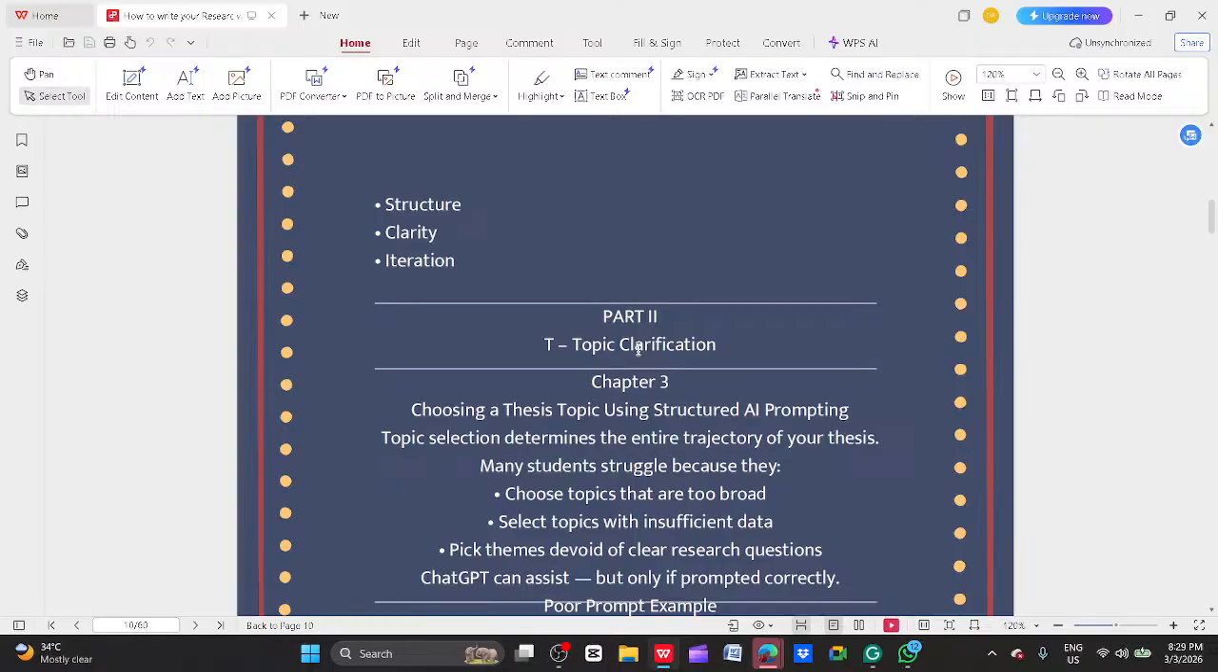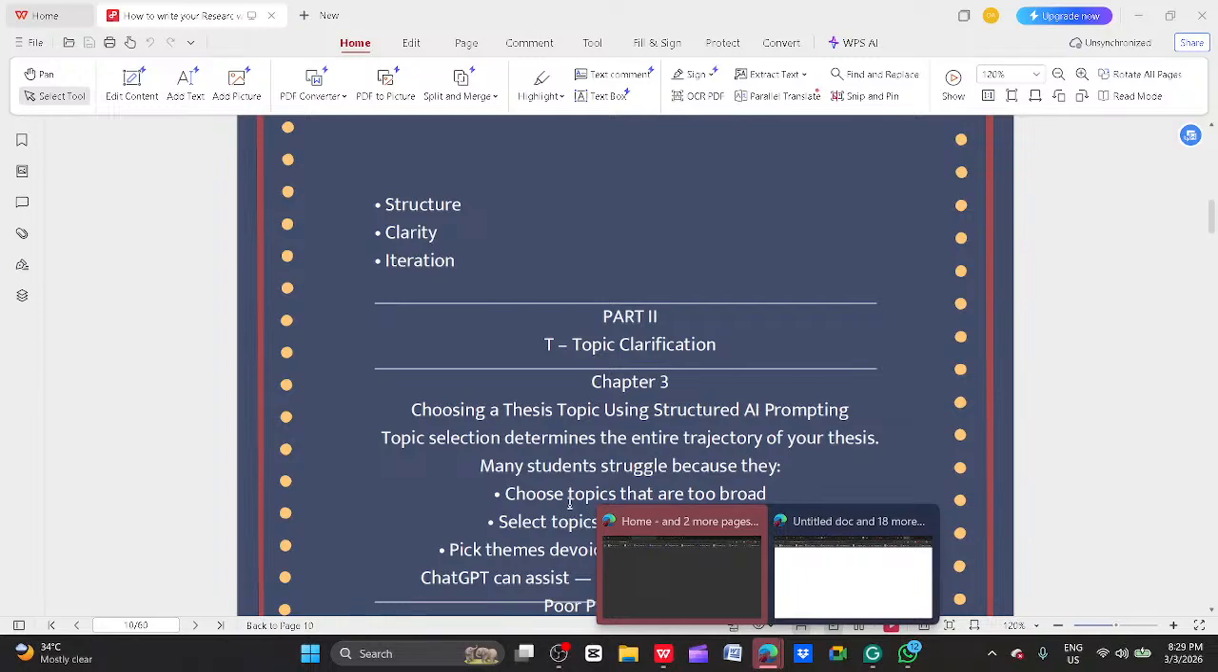So that's why part 2, chapter 1 is going to be centered on topic clarification. So choosing a topic, using structure. Yesterday, I think I actually gave you structuring a topic. So let's see some practical section. Let's see how we can do it.